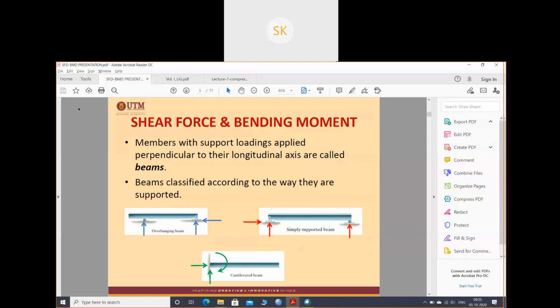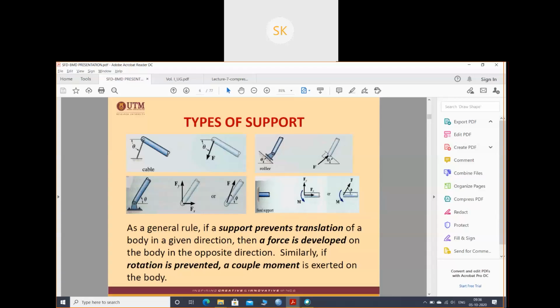We have seen four types of beams. Now the supports. As a general rule, if a support prevents translation of a body in a given direction, then a force is developed on the body in the opposite direction. Similarly, if rotation is prevented, a couple moment is exerted on the body. So if a support prevents vertical and horizontal movement, then a force is developed on the support, and if it resists rotational movement, then a moment is generated.